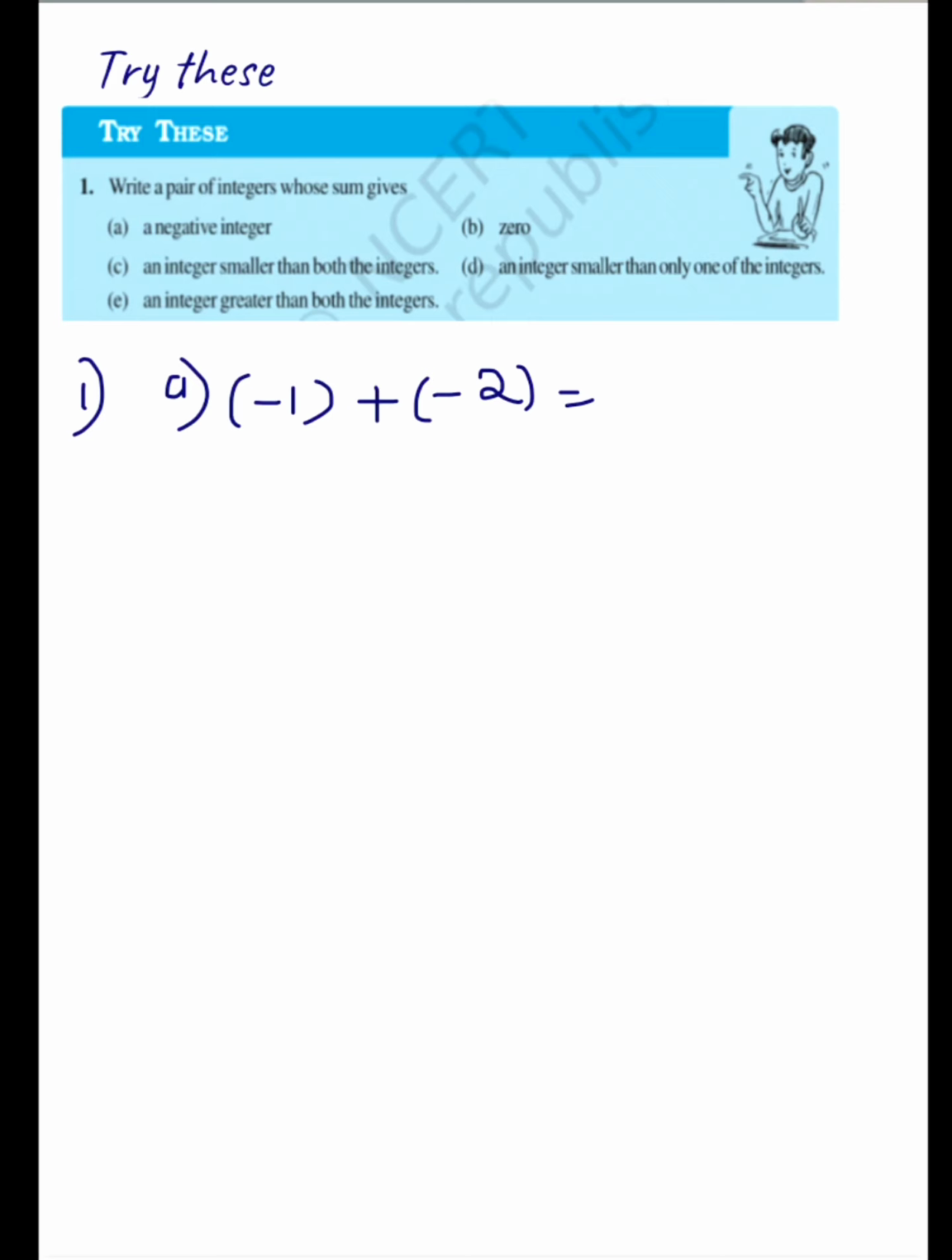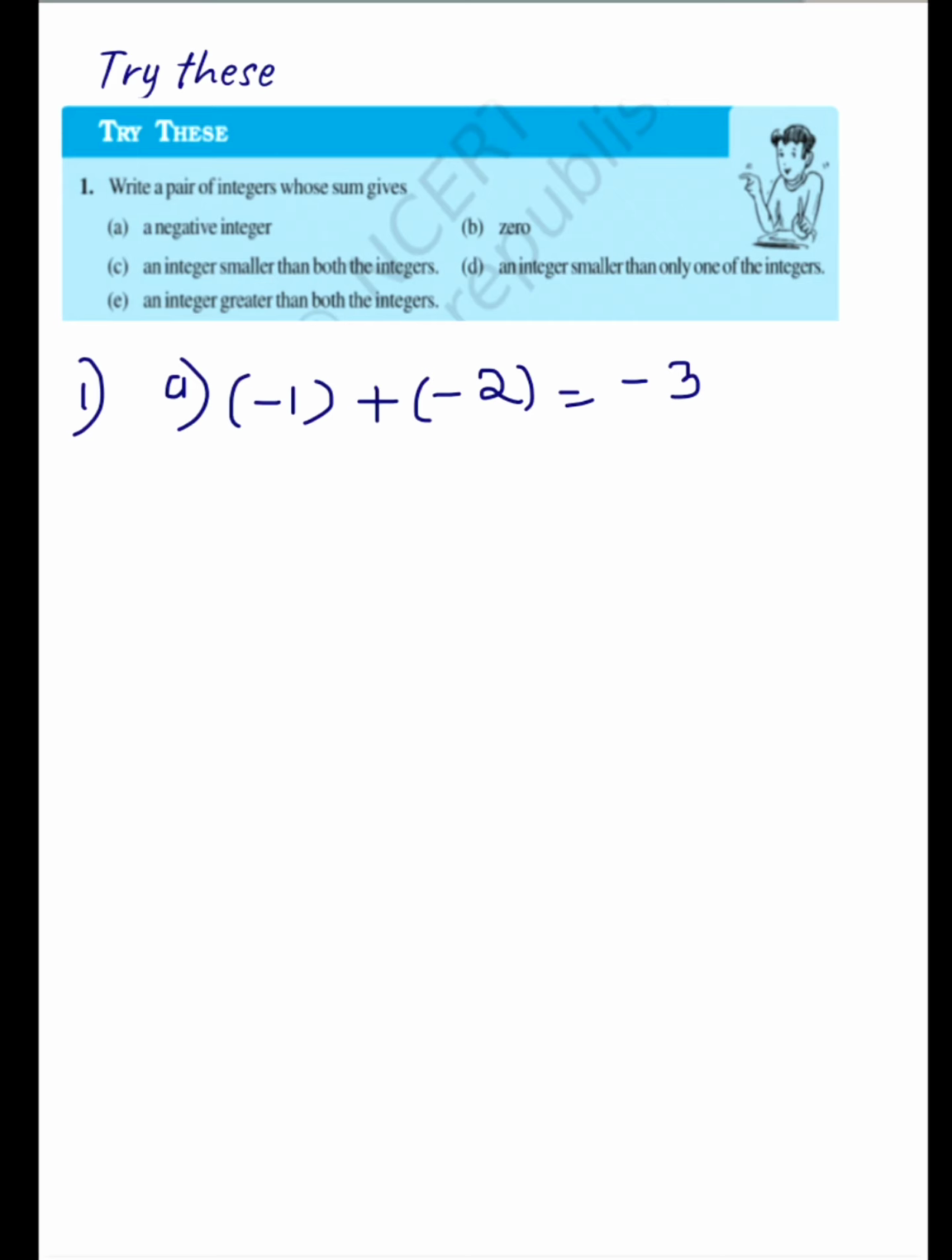Here both are having the same sign. So when we are adding, we can add 1 plus 2, that is 3, and put the negative sign. So the answer will be -3. So in this case, we got the answer as a negative integer. Okay, so the answer is correct.